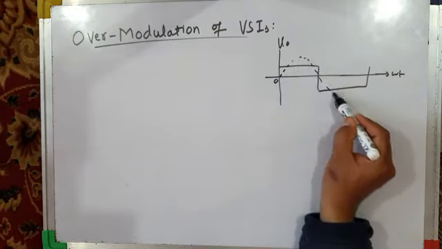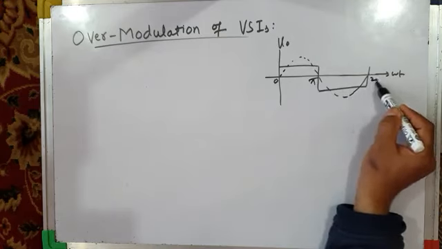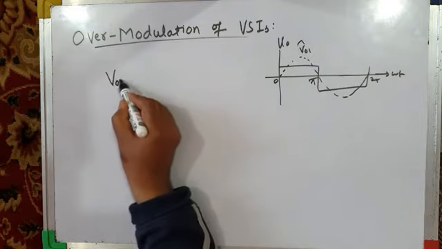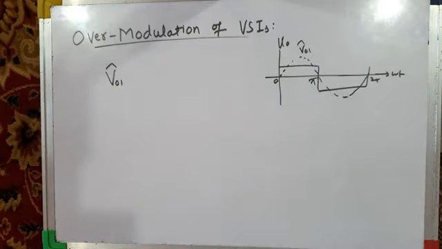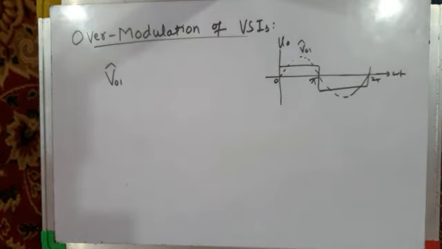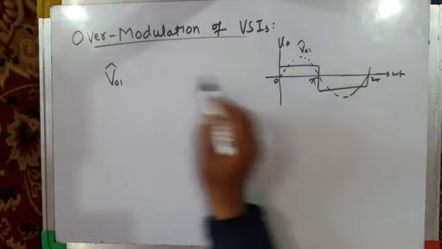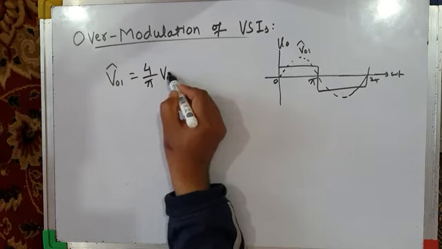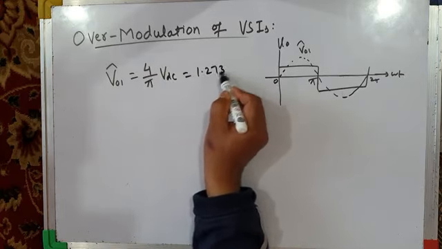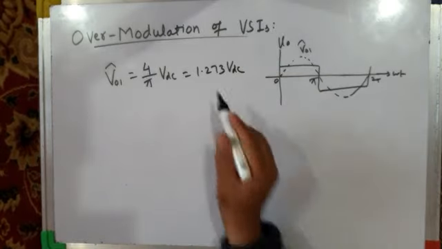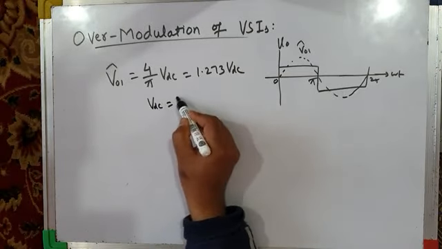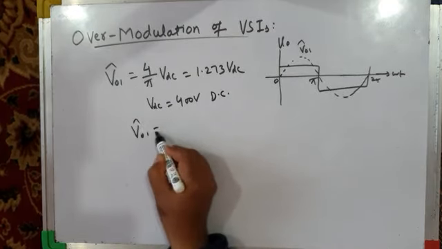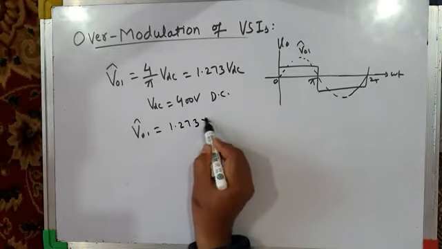And if you take the fundamental component of the voltage, see this is 0, pi, 2 pi, the peak value of the fundamental component of voltage, let's call that V01. We have already derived an expression while discussing square wave voltage source inverters. The peak value of the fundamental component of inverter output voltage for square wave mode of operation is 4/pi times VDC, which is roughly 1.273 VDC. So if VDC, that is the DC link voltage, is say 400 volts, your peak value of the fundamental component of inverter output voltage will be 1.273 times 400 volts.